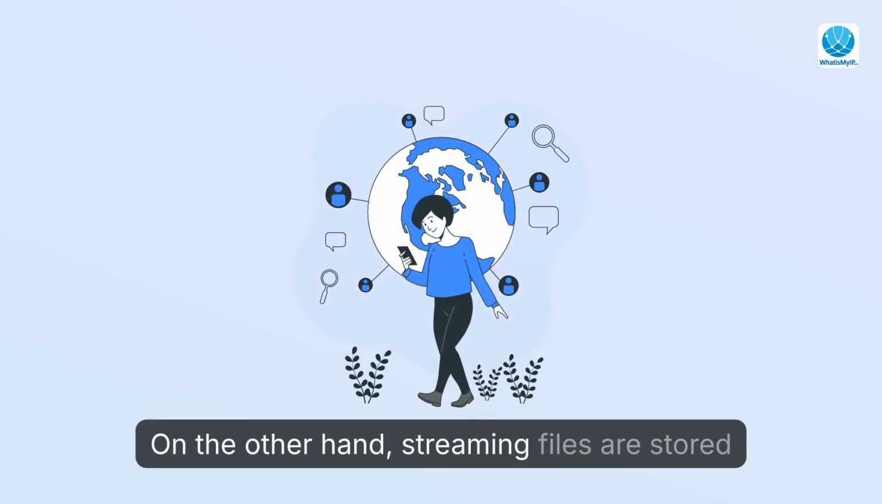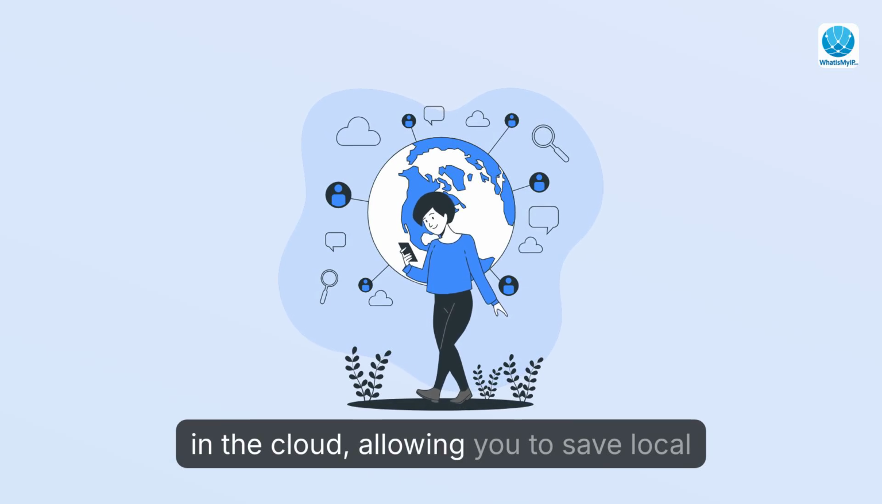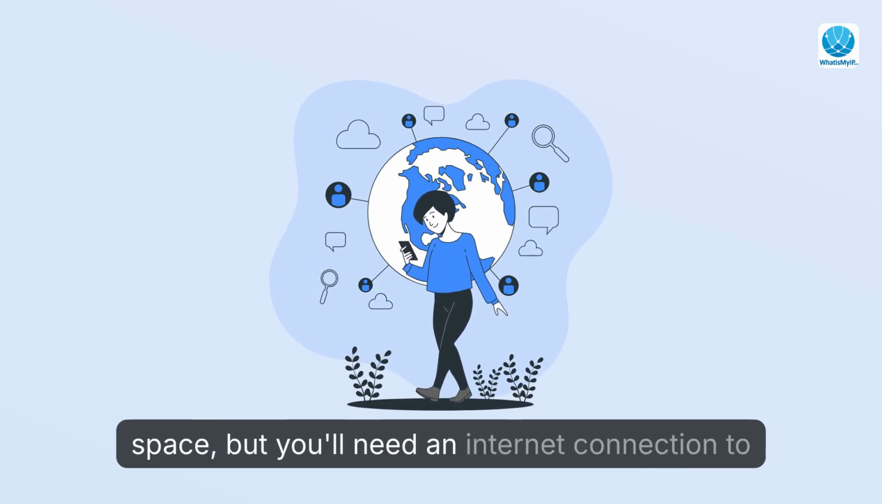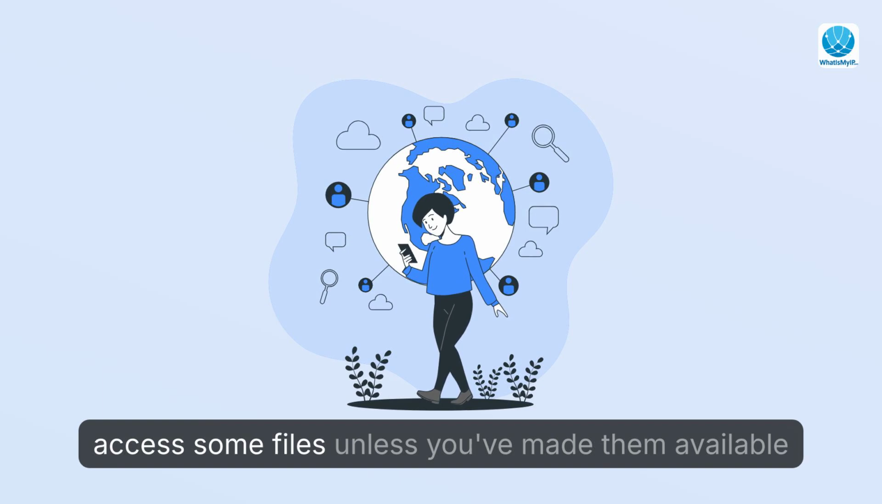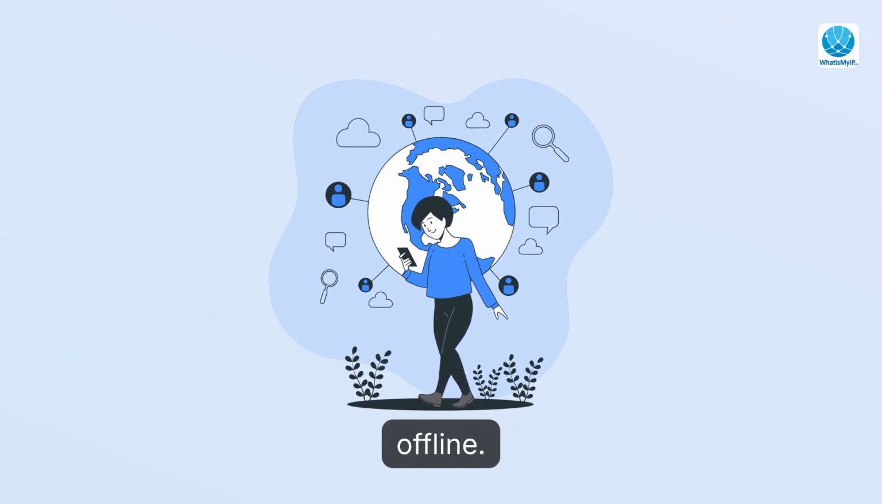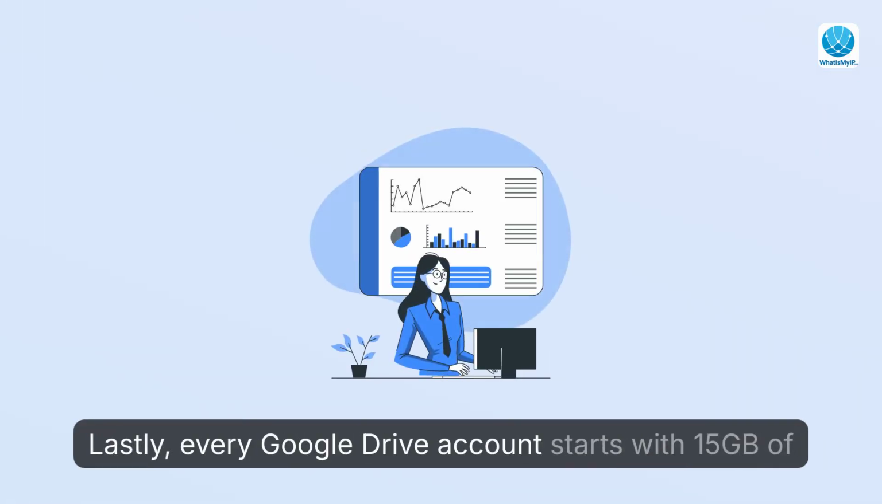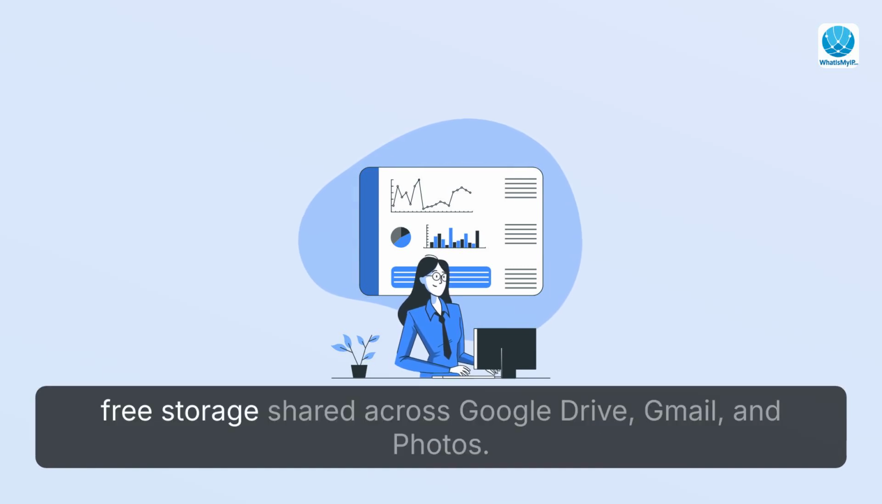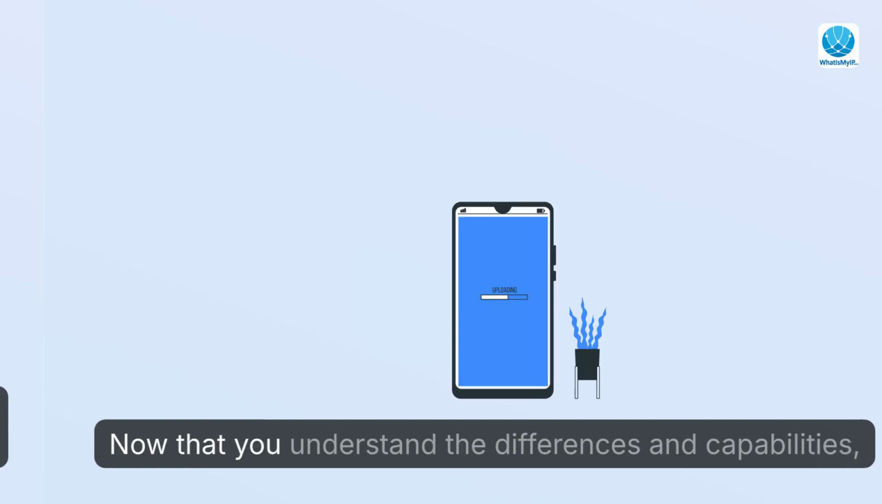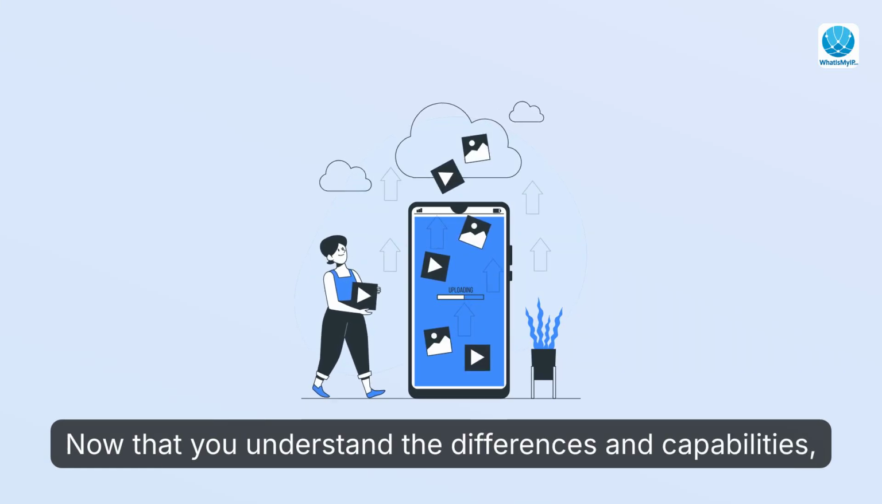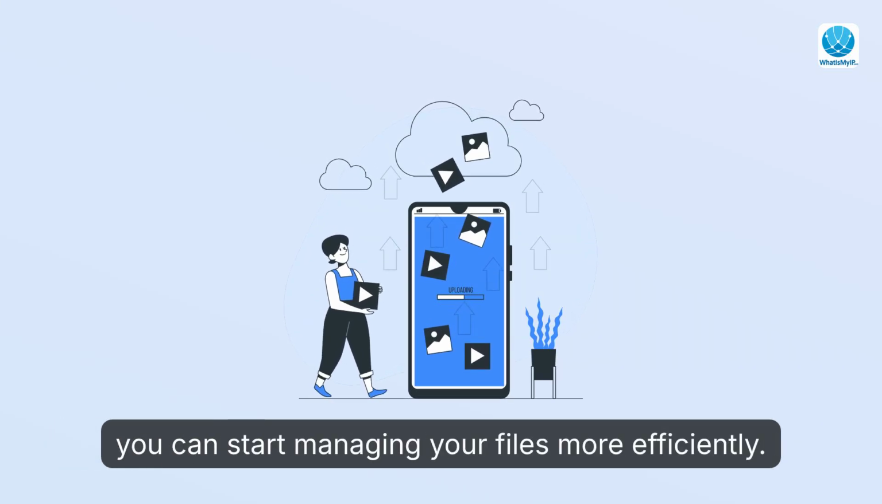On the other hand, streaming files are stored in the cloud, allowing you to save local space, but you'll need an internet connection to access some files unless you've made them available offline. Lastly, every Google Drive account starts with 15 gigabytes of free storage shared across Google Drive, Gmail, and Photos. Now that you understand the differences and capabilities, you can start managing your files more efficiently.